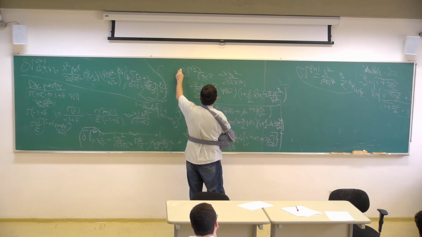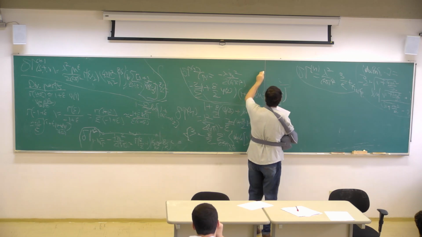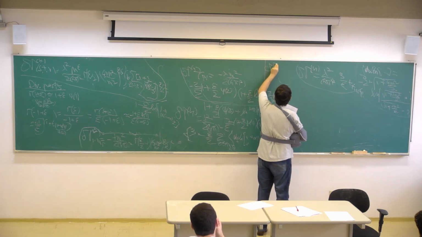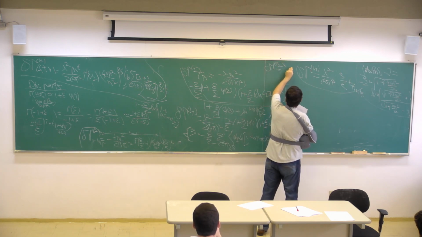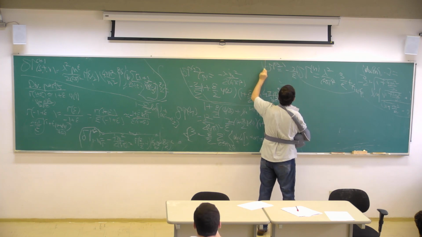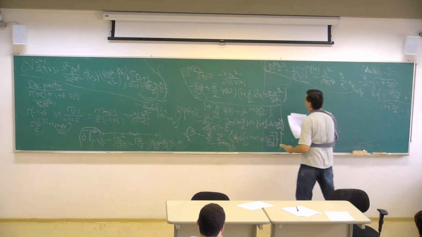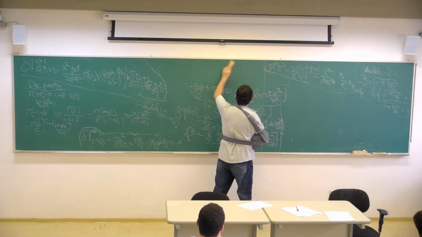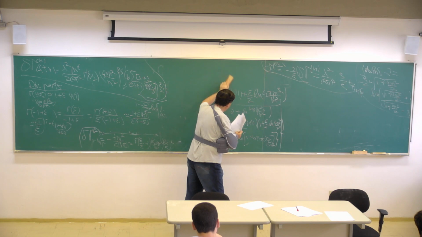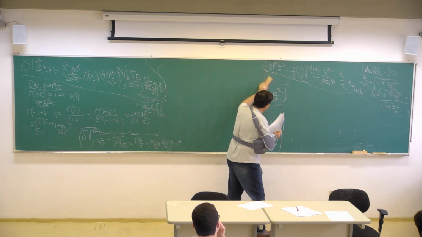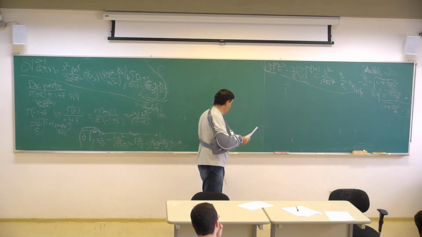So maybe let me write here gamma 2 is minus 2 over epsilon, and just erase the rest. All right.